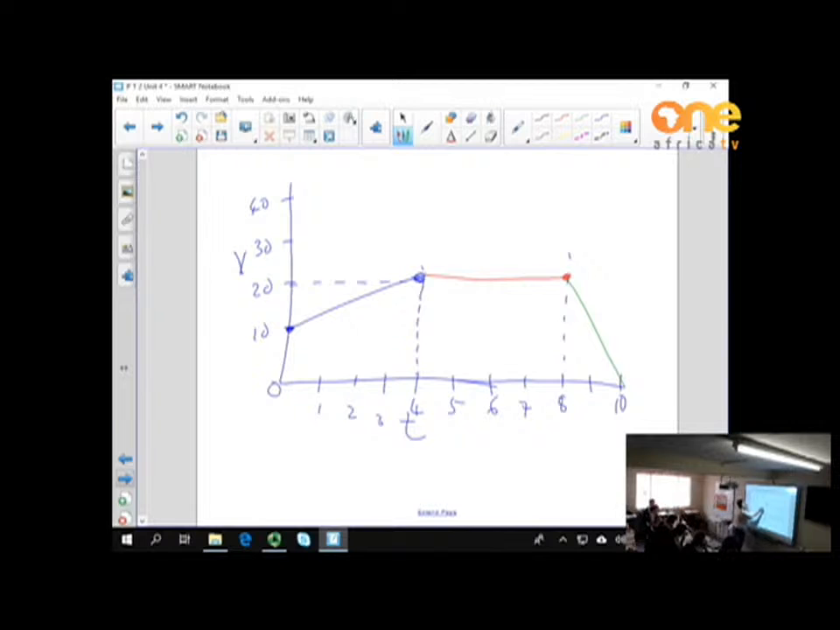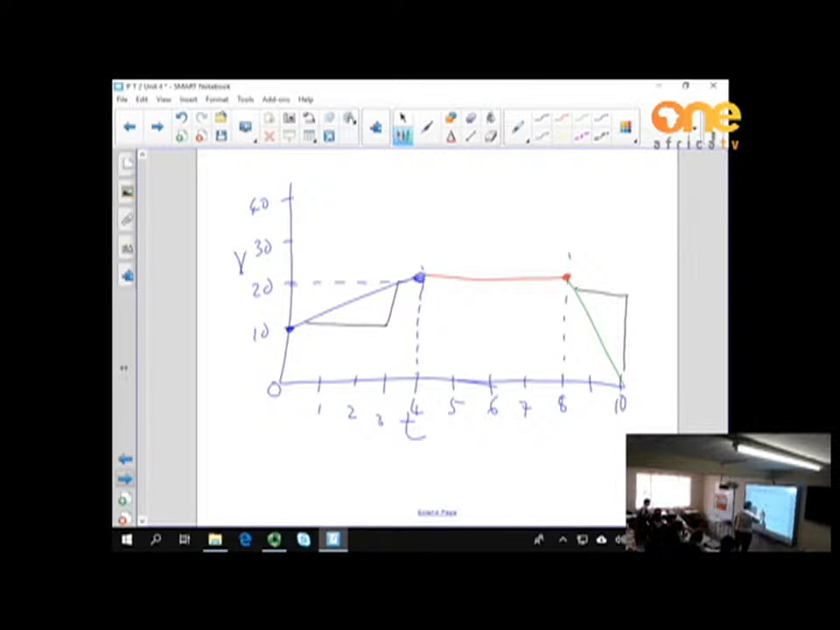In other words, what is the acceleration there on that blue line? And what is the acceleration there on the green line? Why do I draw an angle like that? Why have I drawn this black line like this? What must I work out? The gradient of the line.